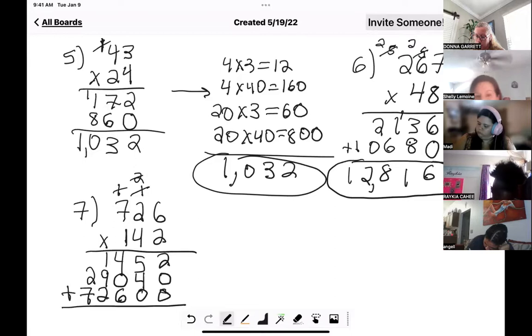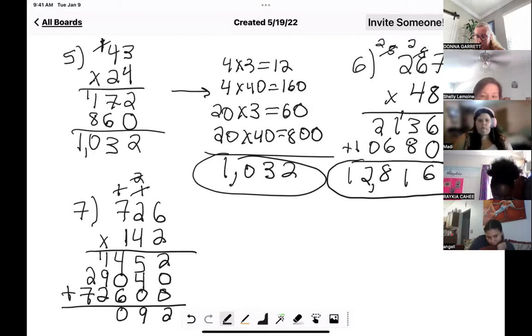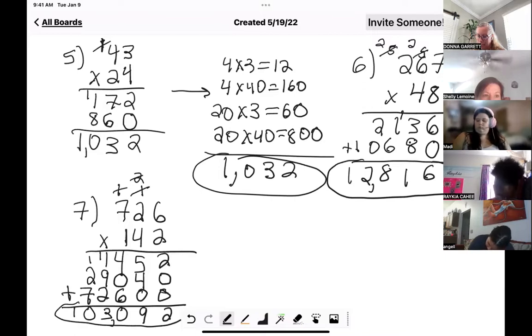2 plus 2 zeros is 2. 5 plus 4 is 9, plus 0 is 9. 6 plus 0 is 6, plus 4 is 10. 2 plus 9 is 11, plus 1 plus 1, 13. 7 plus 2 is 9, plus 1 is 10. And I get an answer of 103,092.